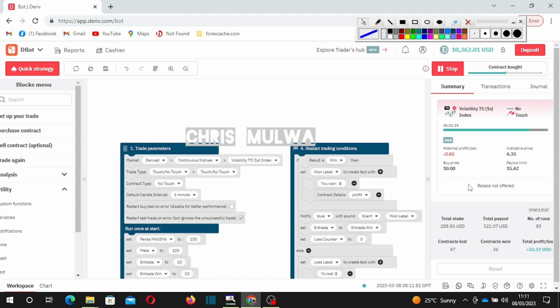Here things are not good. Things are not good this time round. We are on a loss, but we are still on the first minute. Let us see what the second minute should give us.